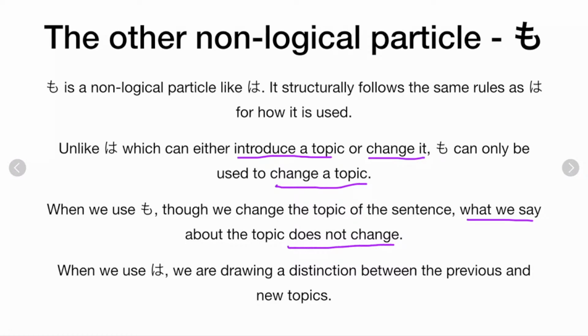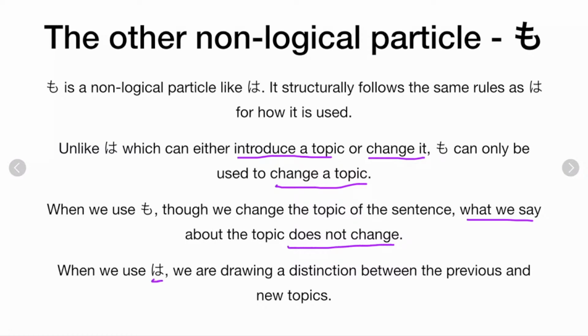So if, for example, in the example we had where the waiter asks, what do you want? The first person says, robsta o kudasai. The second person says, boku mo robsta, right? They're saying the same thing. I also want lobster. So you can only use mo when you say the same thing about the topic. You can't change what you're saying.